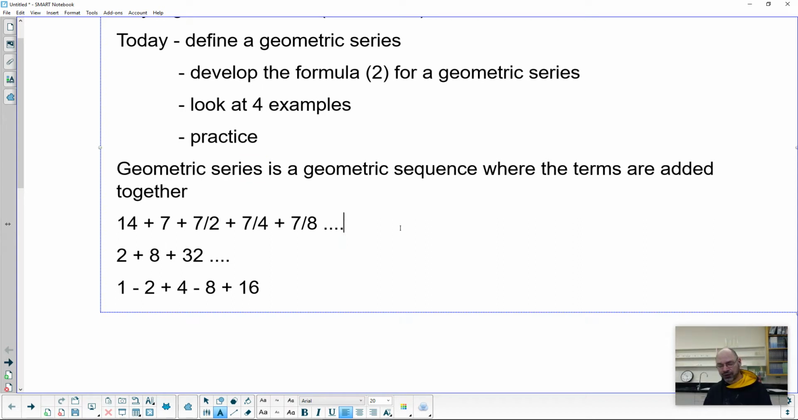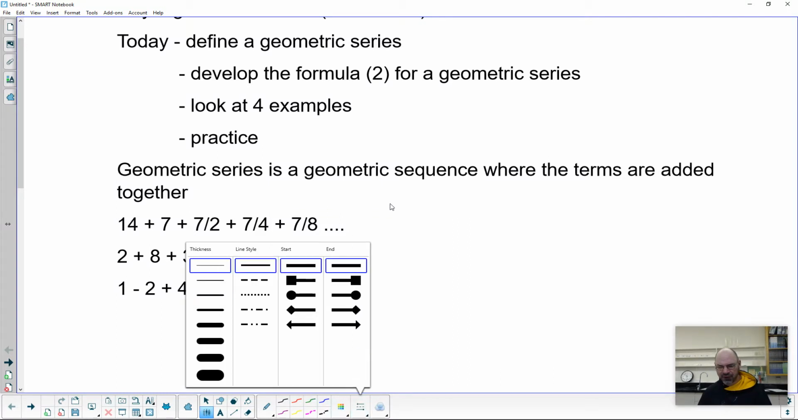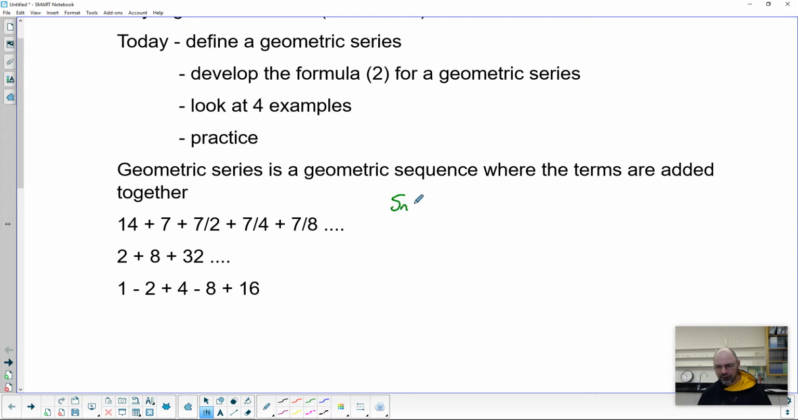The next thing that we're going to do is derive two formulas that we use. Let's start off with the terminology. We're going to use the same variables that we used in arithmetic series and sequences. We're going to use Sn to represent the sum of the series. We also are going to use n for the number of terms, just like we always do. We're going to use T1 for that first term.